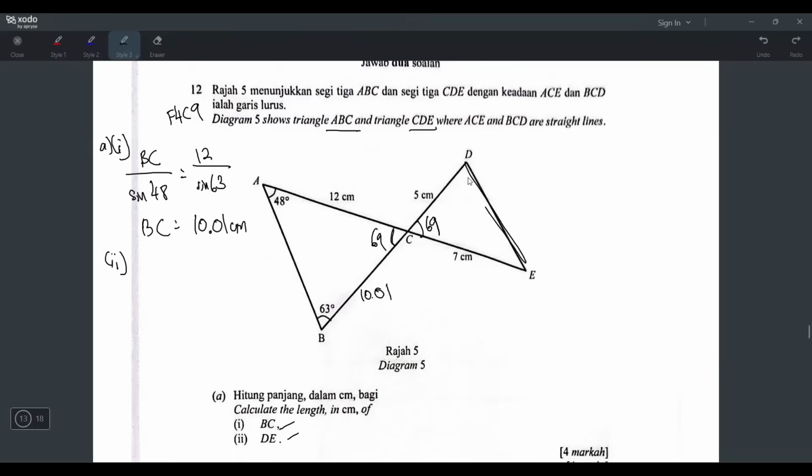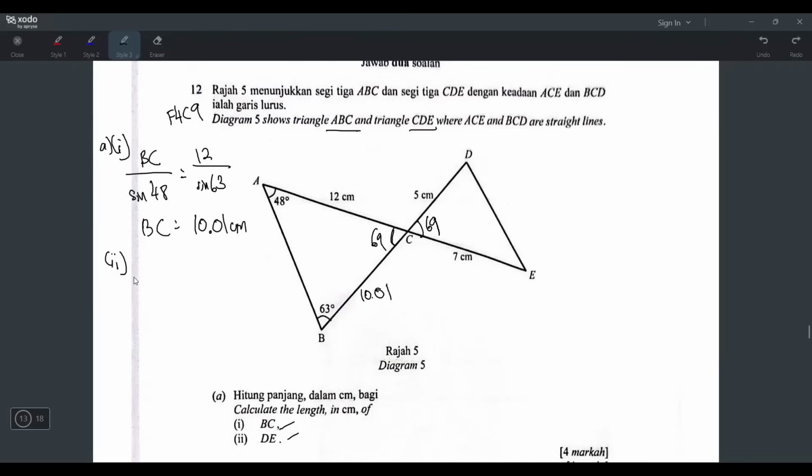If I want to find this DE, that means I will use the cosine rule. And I will use this triangle. Why can we use the cosine rule? Because you have the other two sides and the included angle. So this is definitely the case to use the cosine rule.